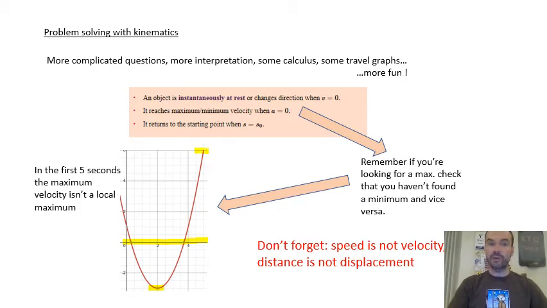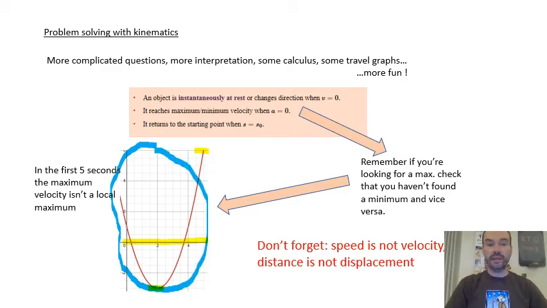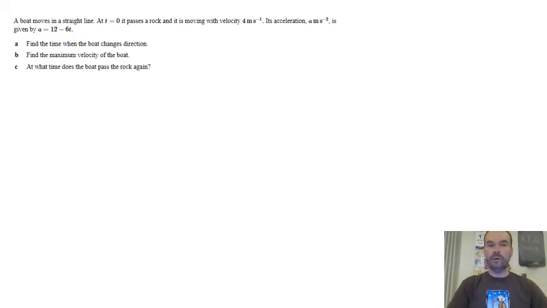Okay, so yes, if you're asked for a maximum or minimum velocity, by all means find a differential, but far better would be, once you've done that, consider the shape of the graph and see if what you found makes sense. Let's have a look at the example. If you want to read it first, you can pause it while you're reading it.